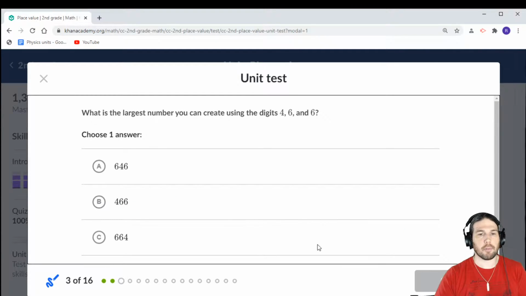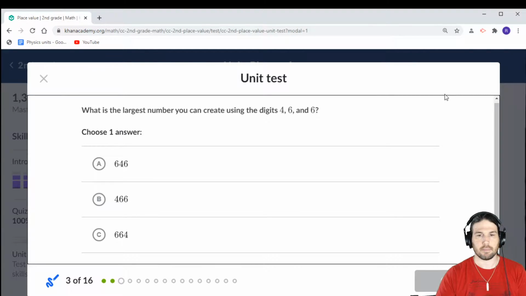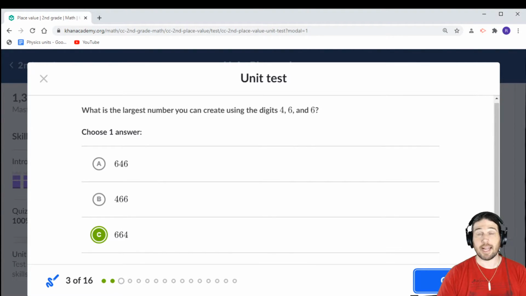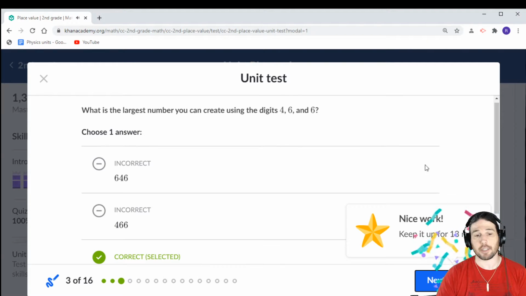What's the largest number you can create using 4, 6, and 6? That would be 664.